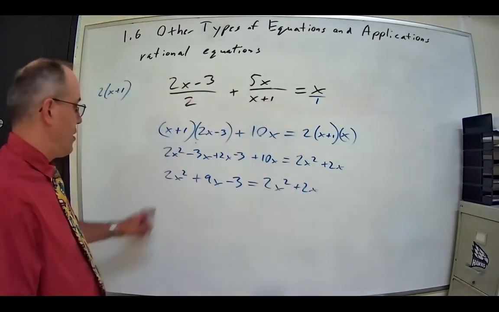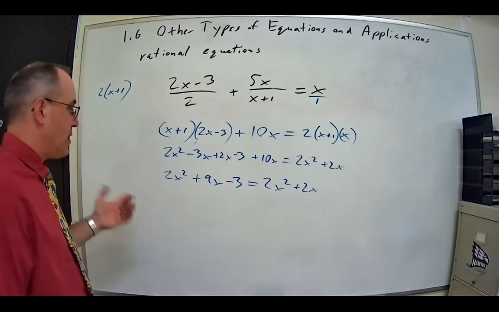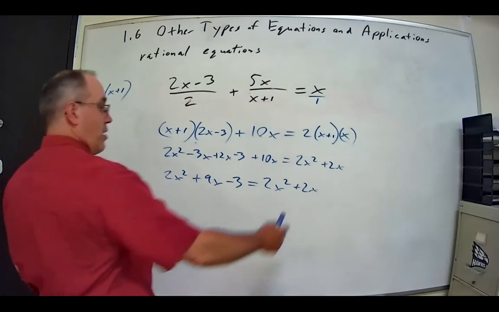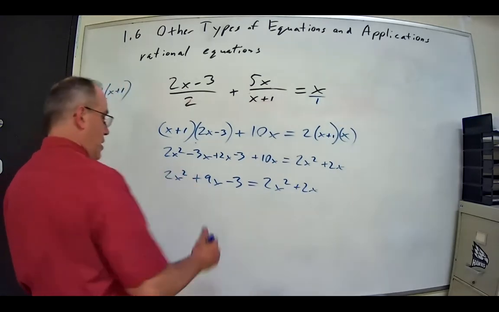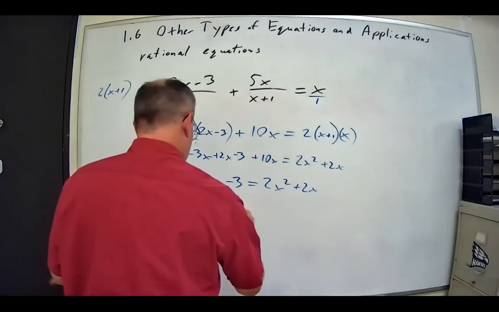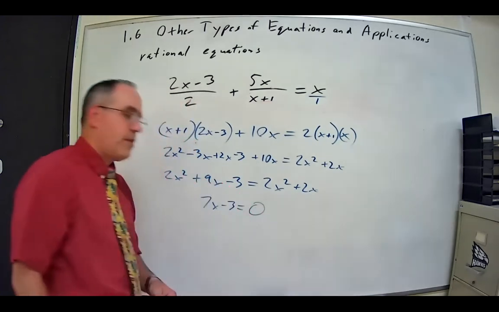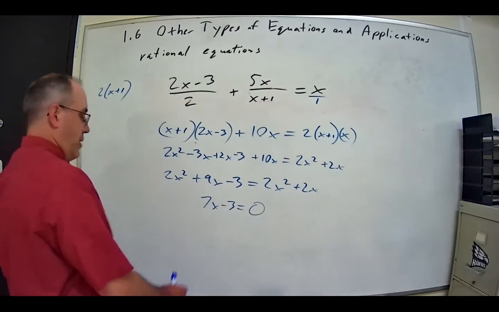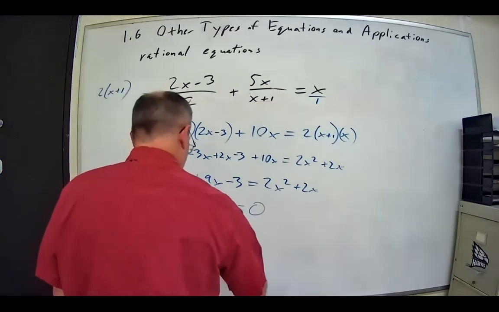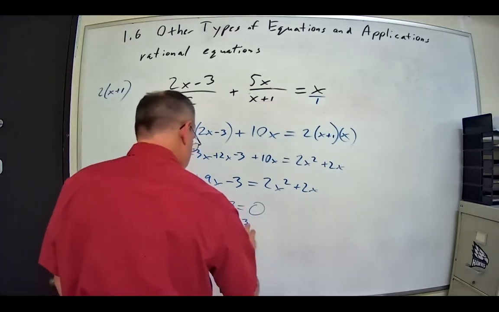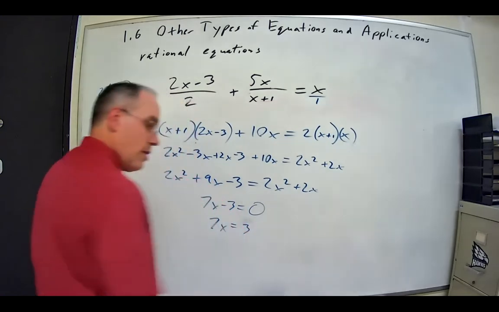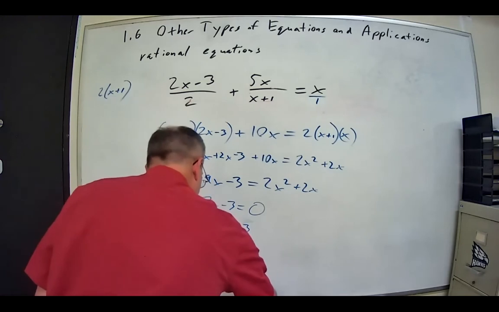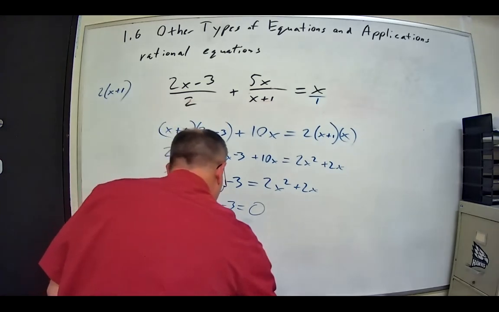Just to make it cleaner. Sorry, subtract 2x squared from both sides, cancels out. Subtract 2x from both sides, and you have 7x minus 3 is equal to 0. Now that we have that, we can solve for x. So add 3 to both sides. 7x is equal to 3. And then divide both sides by 7. X is equal to 3/7.